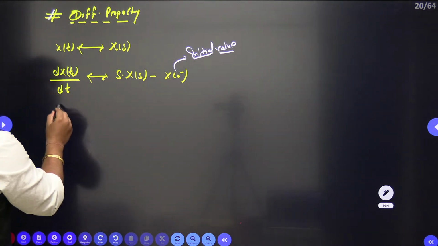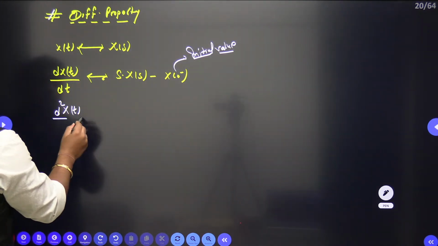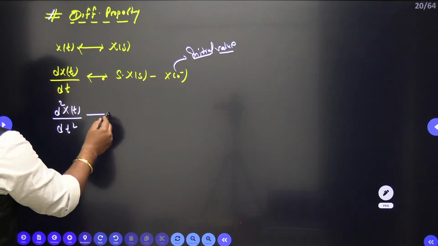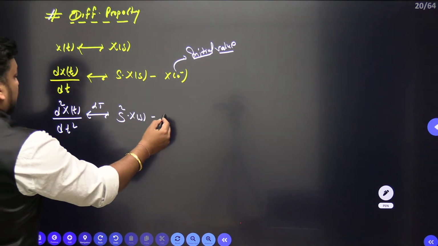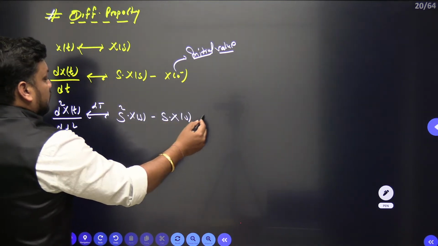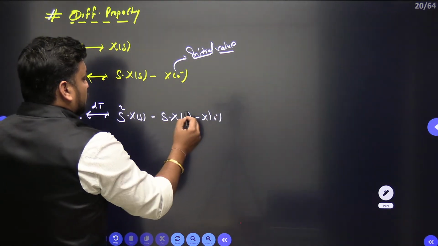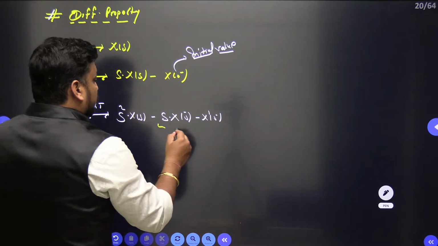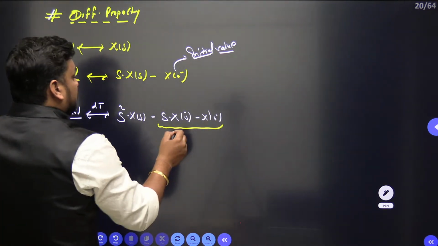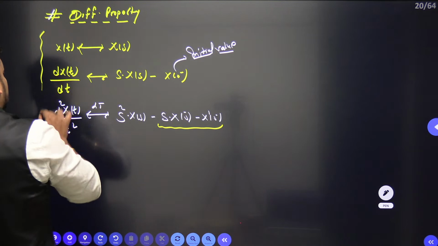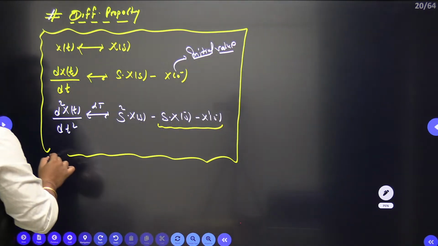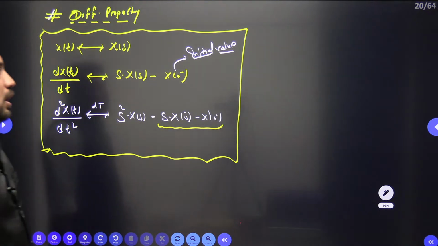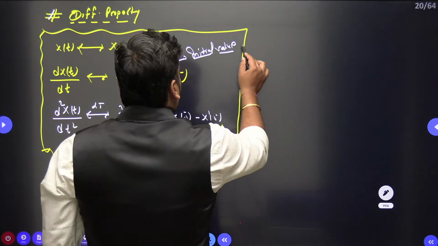Similarly, for the Laplace transform property, d²x(t)/dt² has the Laplace transform s²X(s) minus s x(0 minus) minus x'(0 minus). These are the initial values, 0 minus meaning initial value. As far as the transfer function case is concerned, these values are 0. And if I talk about the ROC, the ROC will remain the same.